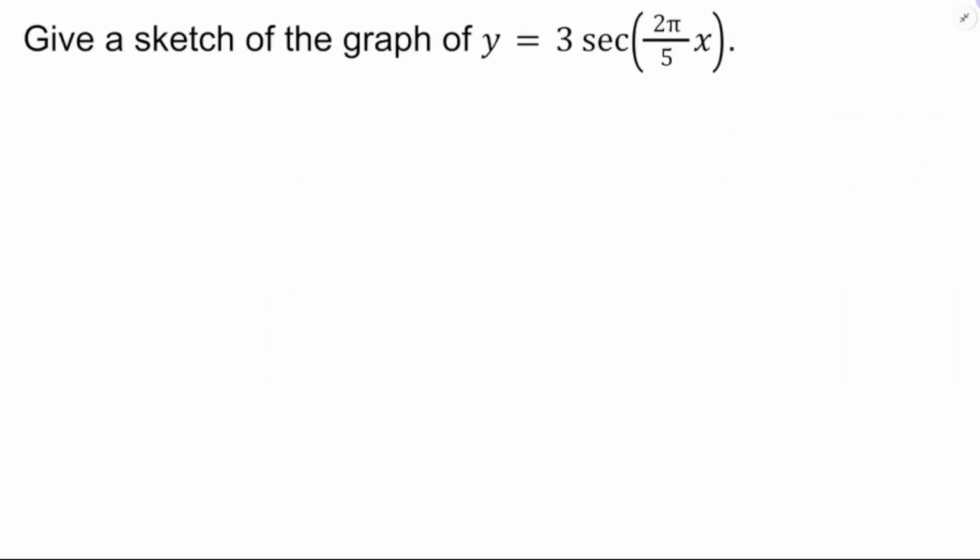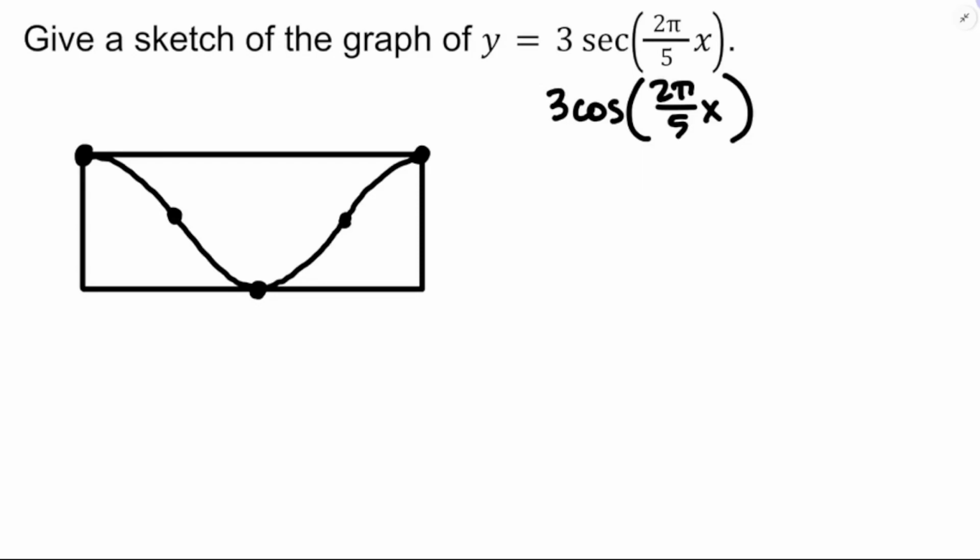Now, the last example I've got for you is just one where we're going to sketch the graph, kind of what we built up towards the whole time. I'm going to start by thinking about y equals 3 cosine of 2 pi over 5 x, and sketch that real fast because I think that's the part you're already good at. You're probably also good at knowing that this thing runs from negative 3 to 3 with 0 in the middle.